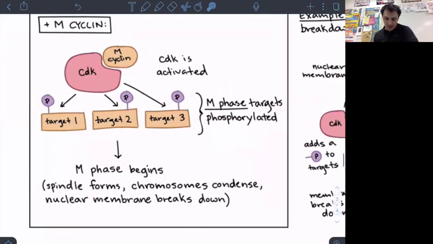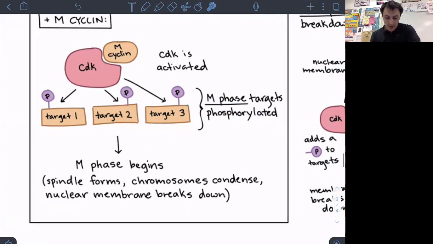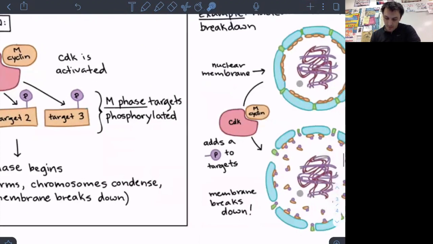All right, so let's take another look here. We have the M cyclin. Remember, cyclin B is that same thing. When it binds to our CDK, that CDK is activated, and it's going to phosphorylate a specific target. So targets of proteins important for M phase are going to be phosphorylated, and this M phase is going to begin. It's going to do those things that need to be done. Spindle fibers form, chromosomes are condensing, the nuclear membrane breaks down.